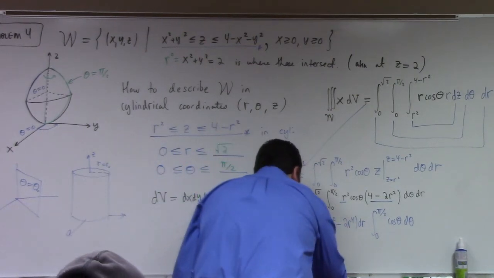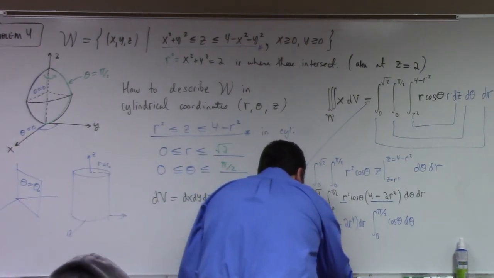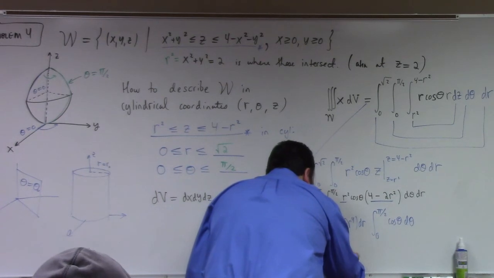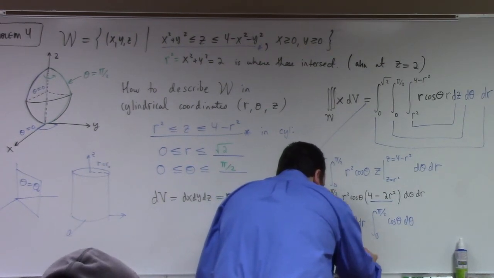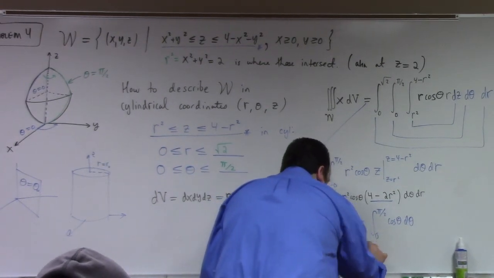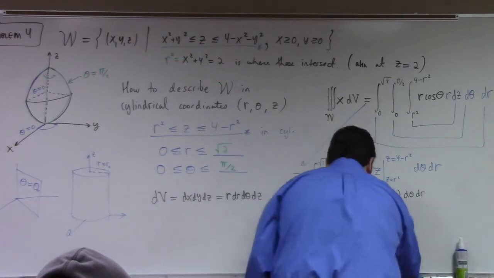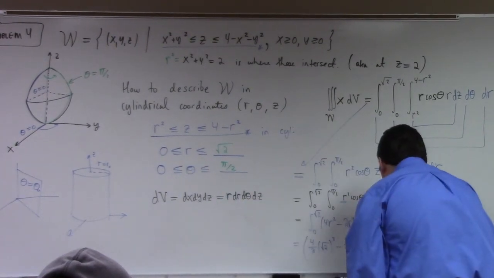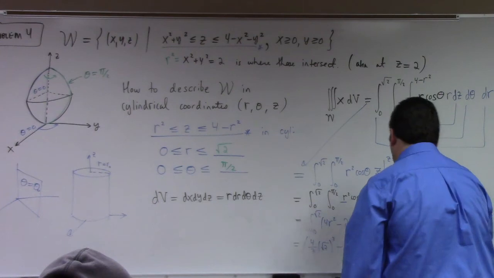So we get 4/3 times the square root of 2 cubed minus 2/5 times the square root of 2 to the 5th power. All of that times 1.